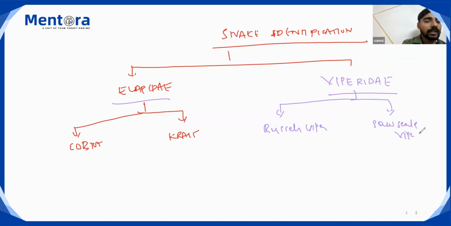Let us see how we identify the snake. When you see the cobra, cobra is a typical snake. The important thing is that it has a hood. This is the main hood.